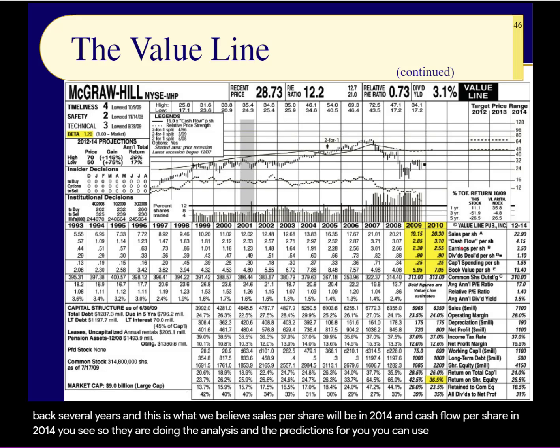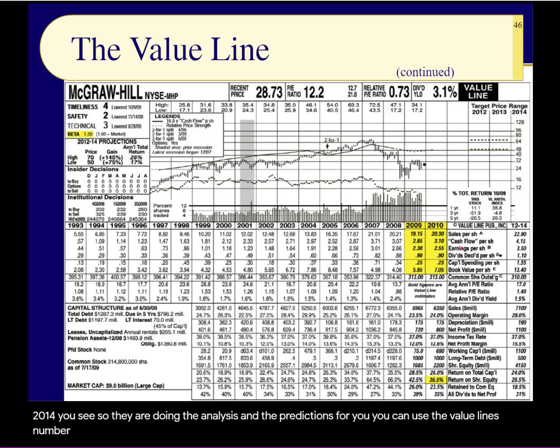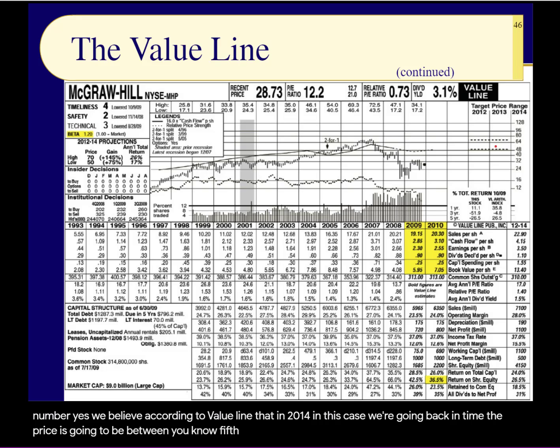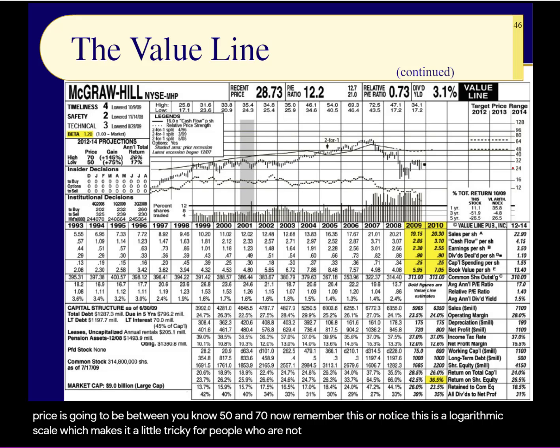You can use the Value Line's number. Yes, we believe, according to Value Line, that in 2014, in this case, we're going back in time, the price is going to be between 50 and 70. Now, notice this is a logarithmic scale, which makes it a little tricky for people who are math phobic, but don't get used to it.